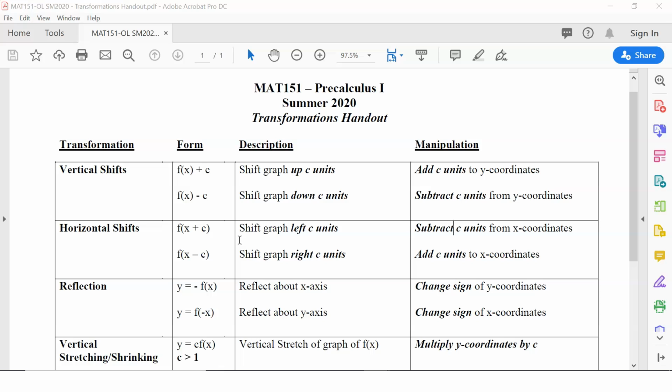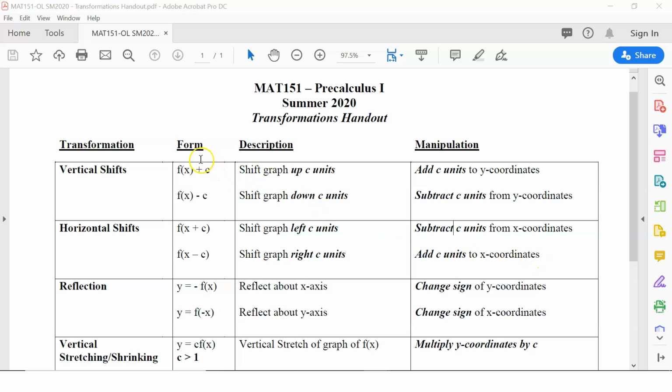Now horizontal shifts, or horizontal transformation, you will see that plus or minus c or manipulation inside the argument of the function. One thing you want to note, with horizontal shifts, a plus c manipulation really means a shift left in the negative x direction, which is opposite of the sign you see. So with that manipulation, we will subtract c units from the x coordinates. And if you have x minus c as a horizontal shift, that's really a shift right of the graph in the positive x direction. So we will add c units to the x coordinates.